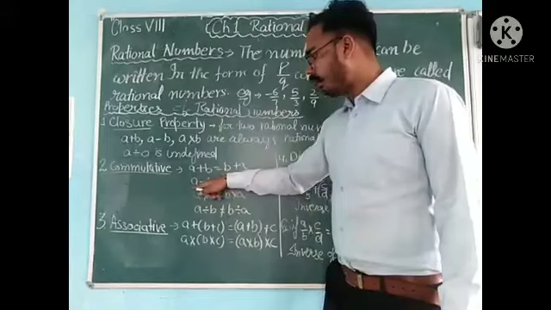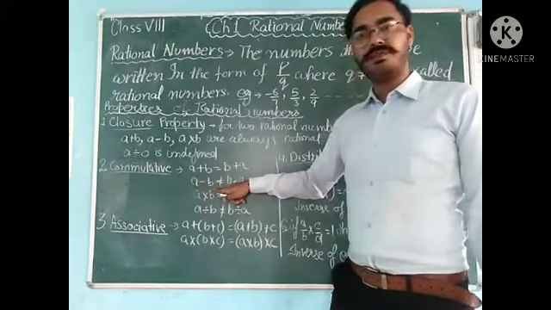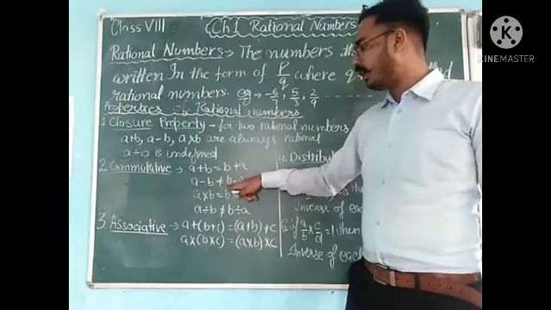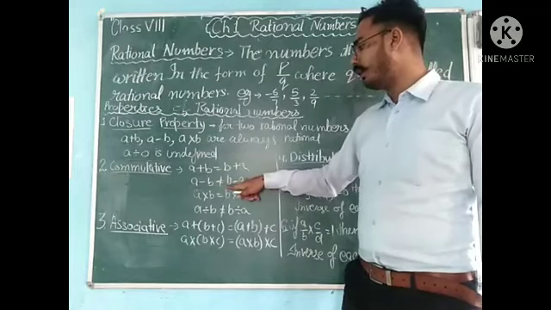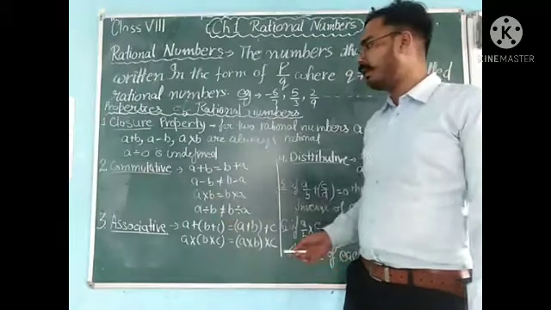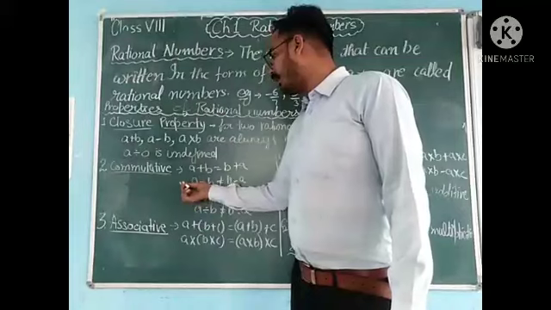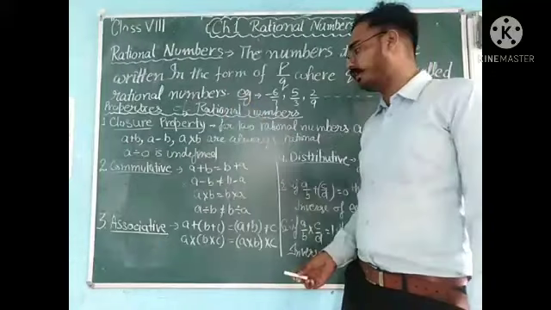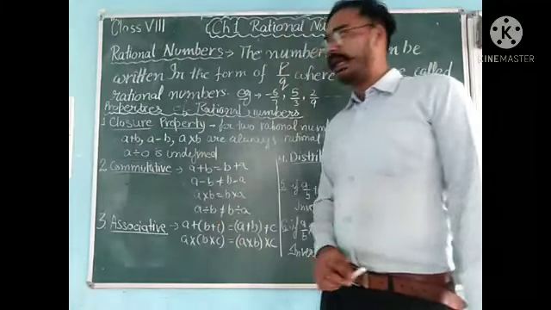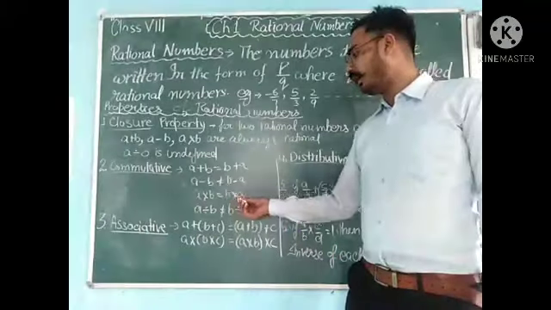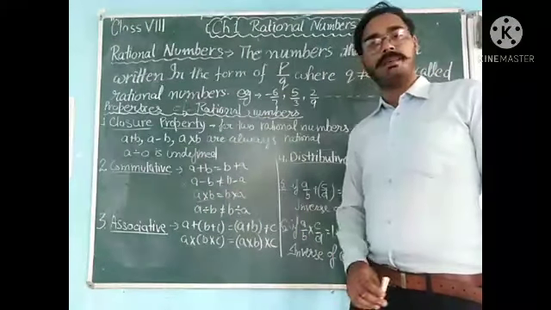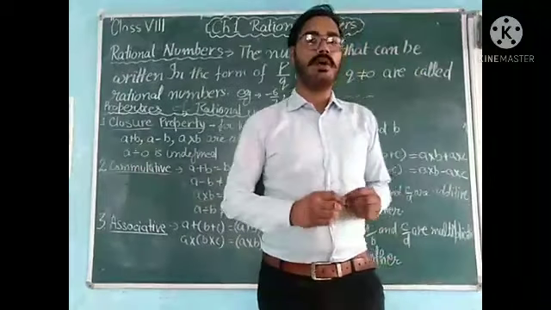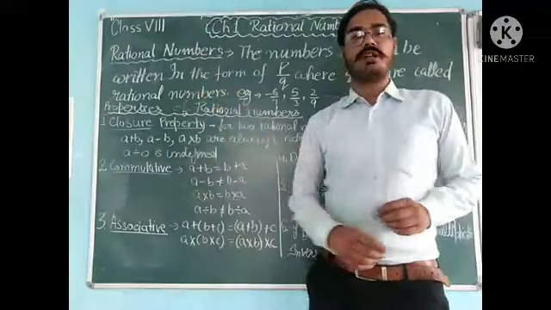Similarly, if we subtract number b from number a and after that number a from number b, the answer will not be equal. So that means the commutative property doesn't hold for subtraction in the case of rational numbers. And if we multiply a and b, or b and a, the answer will be the same. That means the commutative property holds for multiplication in the case of rational numbers.